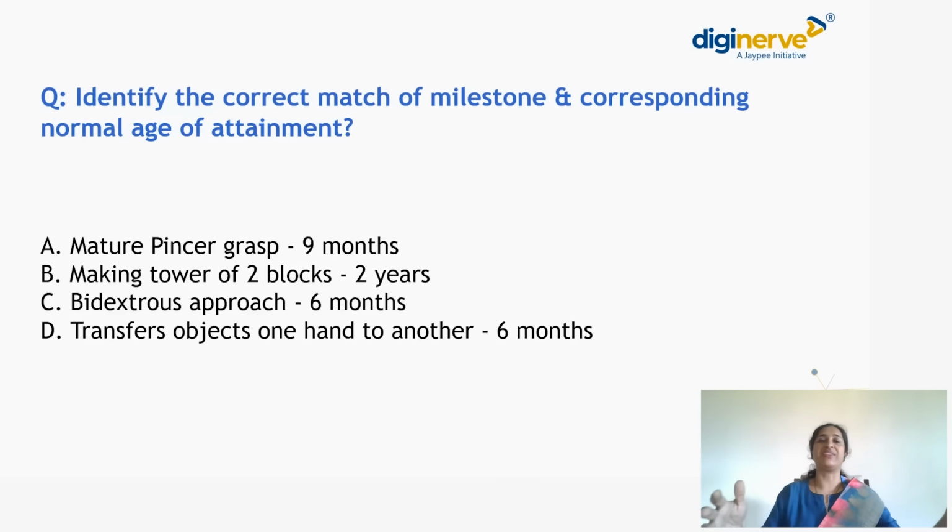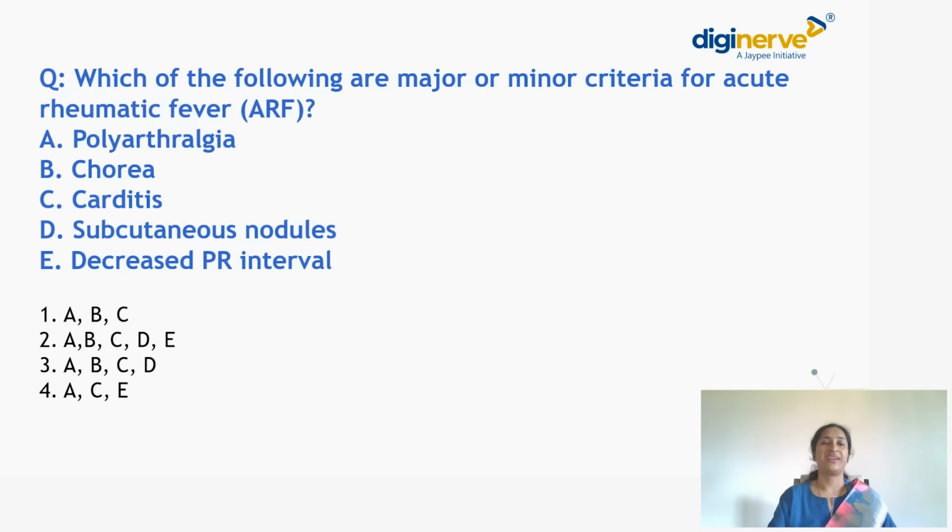Then he has learned to leave it and hold like this from one hand to another. That is 6 months. So the correct answer is D, transfers objects from one hand to another, 6 months.